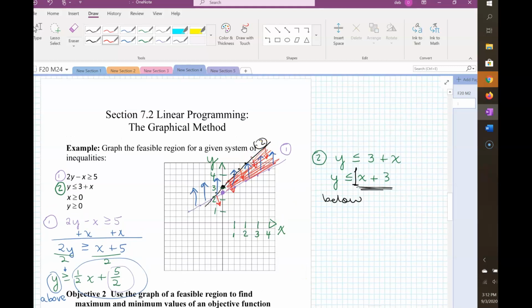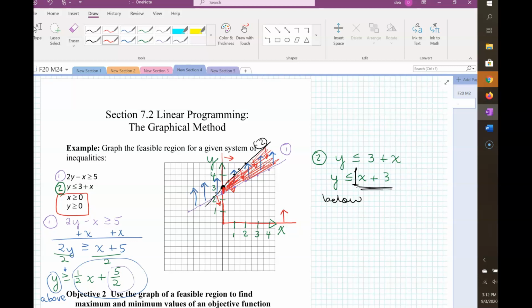Do you see that it's kind of a triangular region, but then the x is greater than or equal to 0 and y is greater than or equal to 0. So I'm in quadrant 1. So I need to be above the x-axis, and I need to be to the right of the y-axis. So that tells me the tip of the triangle is cut off and is not part of the feasible region.